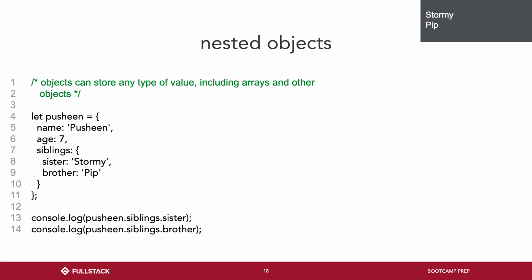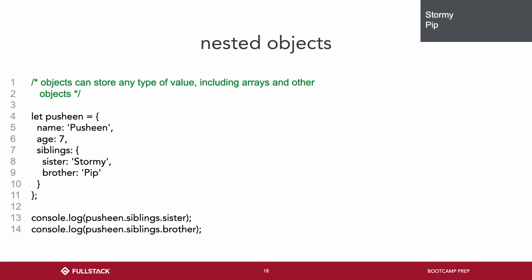So, as I was just explaining, if we have siblings over here and siblings is another object with 2 key value pairs inside. We have sister, which is a string Stormy, and brother, which is a string Pip. We do Pusheen.siblings.sister, and we get Stormy. Pusheen.siblings.brother, we get Pip. You chain the dots off each other, okay? We're using dot notation because we know that the string key is siblings and that the string keys inside of there are sister and brother, right?